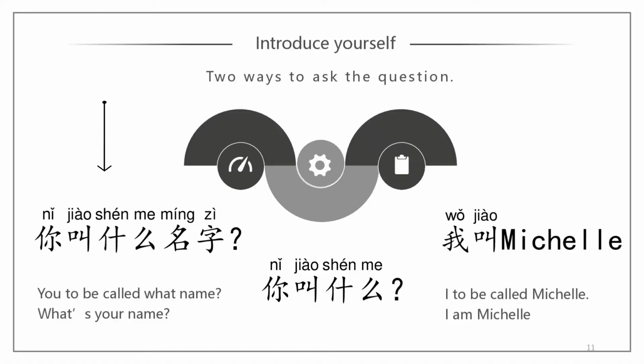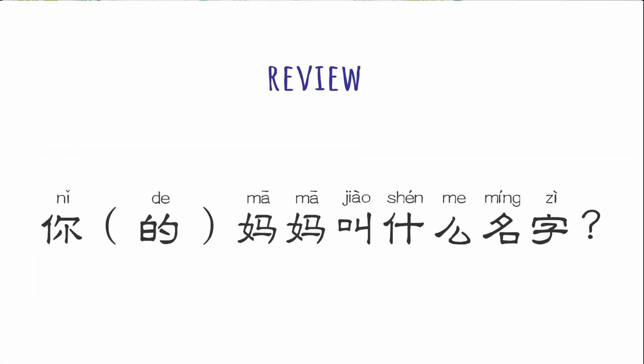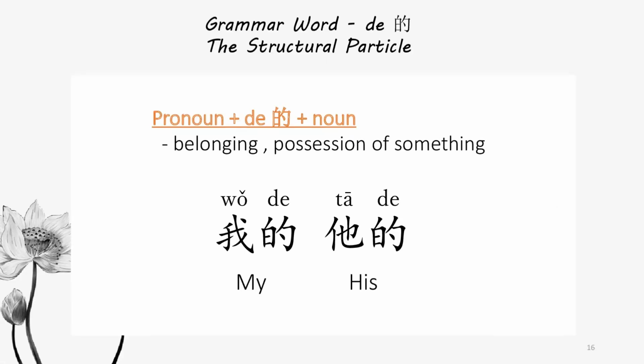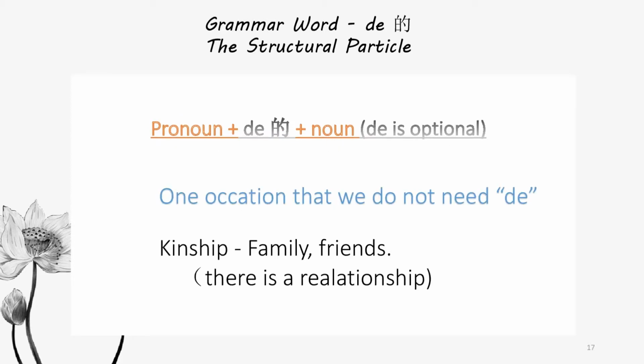你叫什么名字？Or shorter version, 你叫什么？Answer, 我叫 Michelle. Okay, next one. 你的妈妈, your mom. 你妈妈, your mom. So when you have this kind of kinship, like family members or a friend or teacher or student, where you have some relationship, then you don't have to say 的 when you want to say my, her, his or your, then a noun. For this kind, 的 becomes optional, but of course you can say it, yeah? Okay, so let's see the next one.